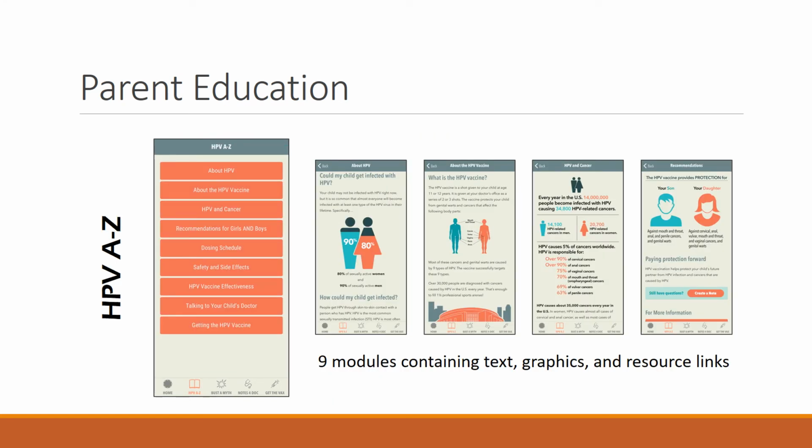HPV A to Z provides education about 9 topics related to HPV and the HPV vaccine. Parents can select any topic they're interested in any order. It's completely self-tailored. Each of the 9 modules provides education through text, graphics, and external web links to reputable sources such as CDC and National Cancer Institute if the parent would like to know more.